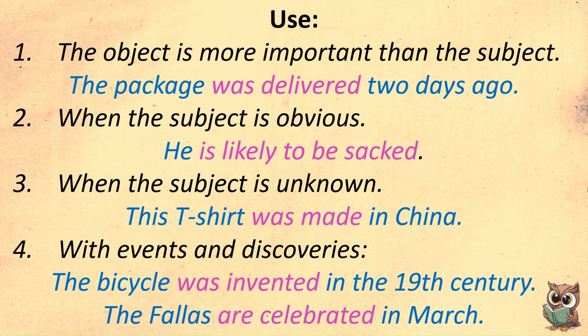When the subject is obvious: he is likely to be sacked. The construction "to be sacked" means to be fired, and "is likely" means there is a big probability. He is likely to be sacked means that there is a big probability that they are going to fire him. When the subject is unknown: this t-shirt was made in China. Do we know who made this t-shirt? Do we care about this? No, we don't. We are actually just stating the fact that it was made in China.